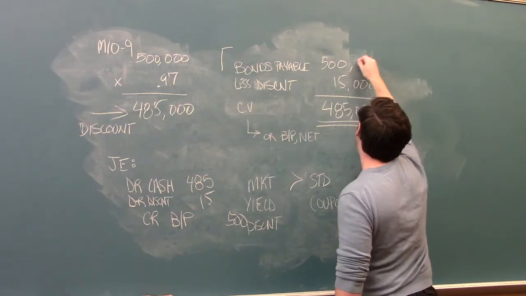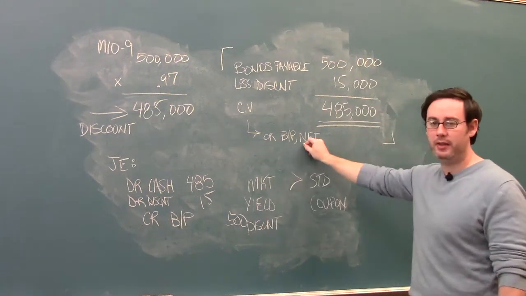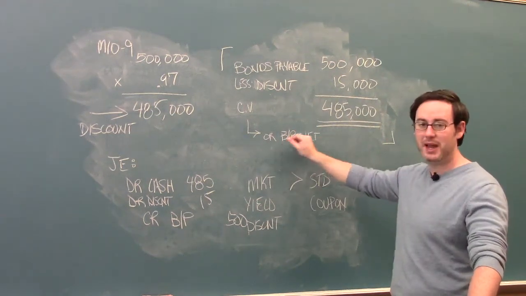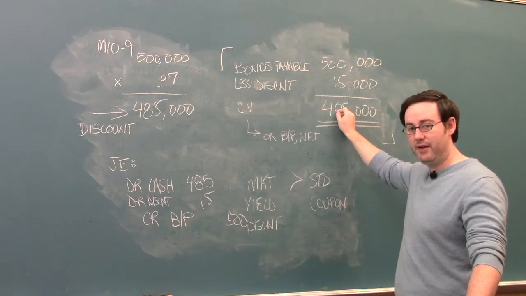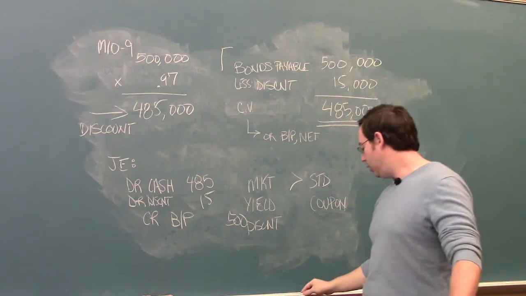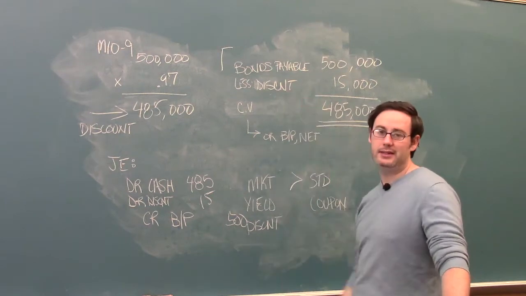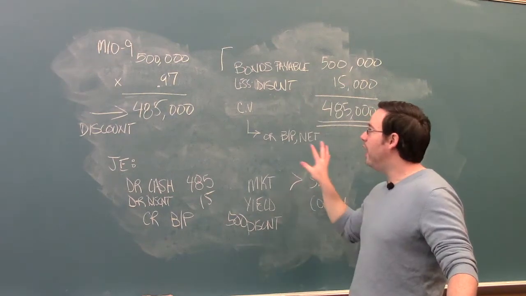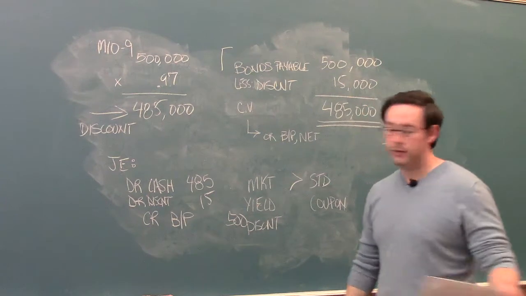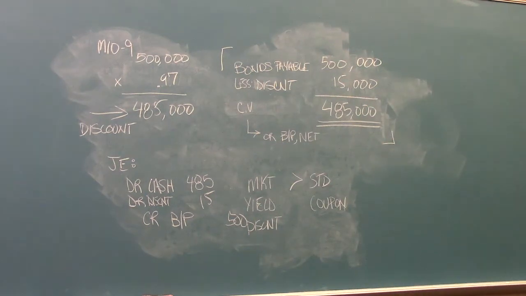You could also show this as one line item on the balance sheet, just bonds payable, net 485. Does that make sense? Anyone with a general business background should understand that net means net of that discount. If you have any questions on M10-9, please feel free to let me know.